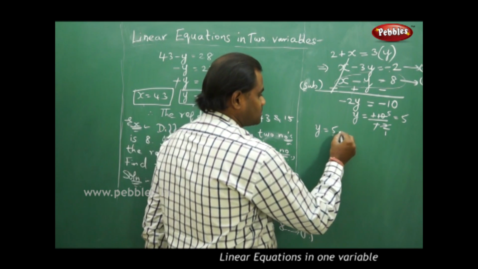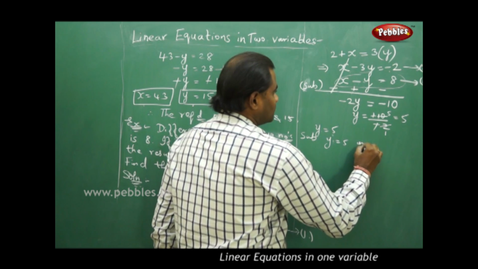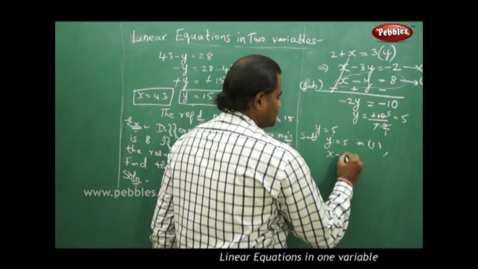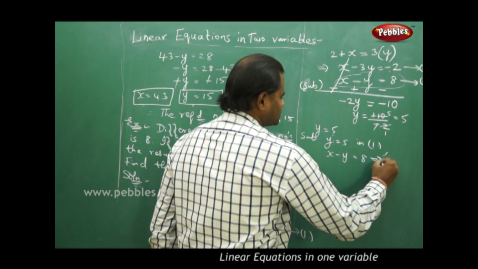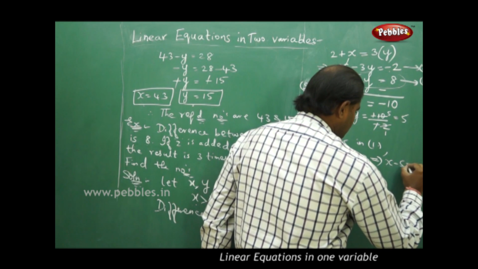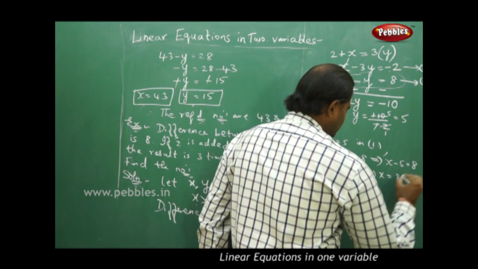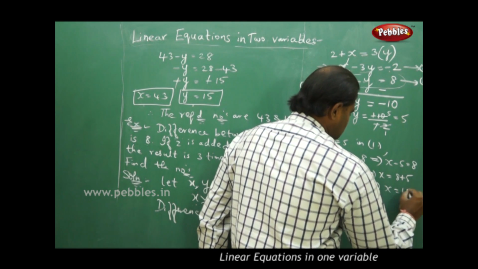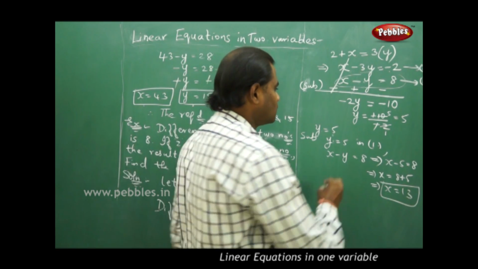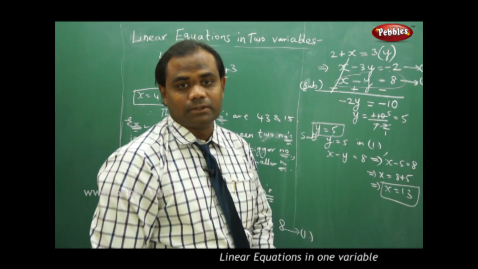So I substitute y equal to 5 in equation 1. My equation 1 says x minus y equal to 8. That implies x minus 5 equals 8. That implies x equals 8 plus 5, so x equals 13. So I got the value of x, which is 13, and the value of y, which is 5, which are the required numbers.